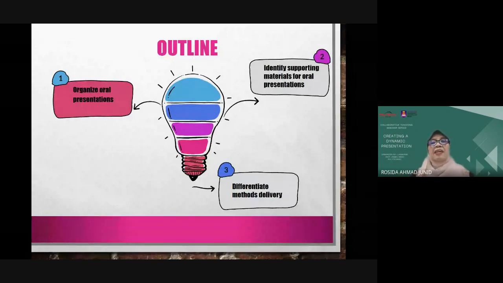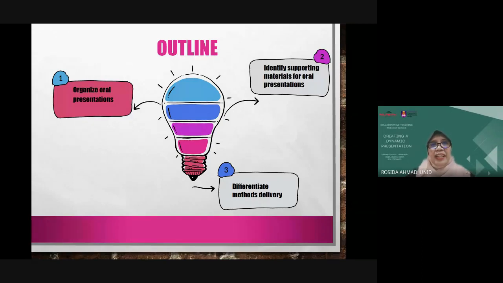Finally, as I said, the methods of delivery. How do you deliver your presentation, your great slides, your great content? How you present it, with your expression, your intonation, the language, the way you dress. Everything will be counted towards a better presentation. So we're going to look at the methods of delivery later on.